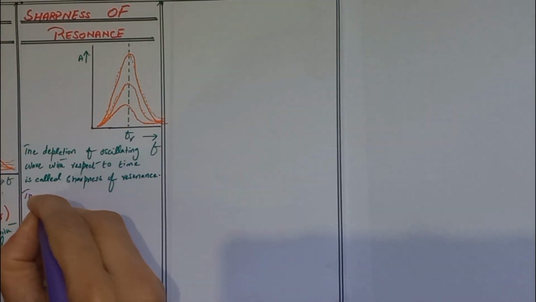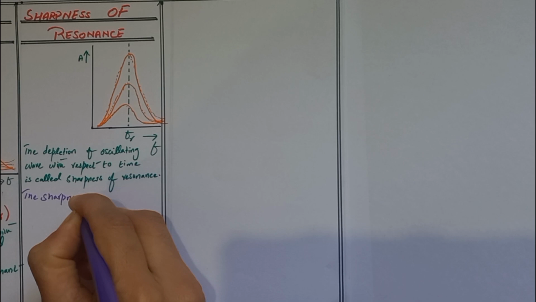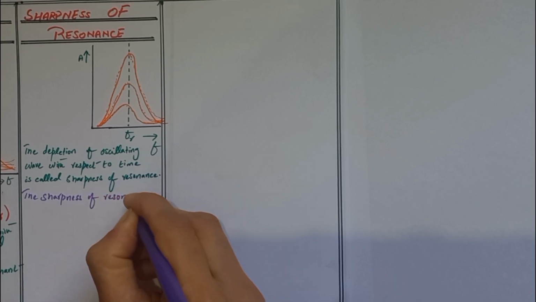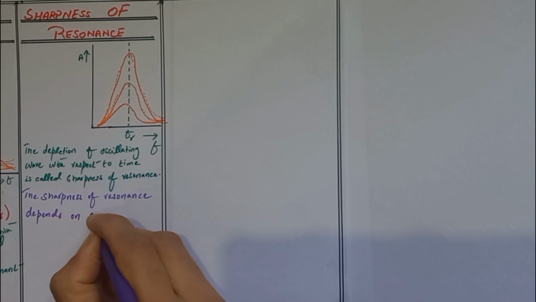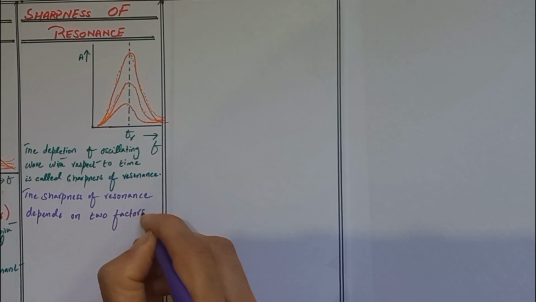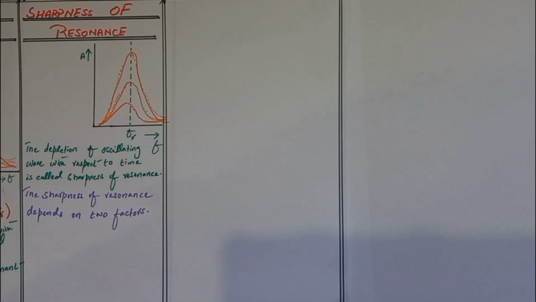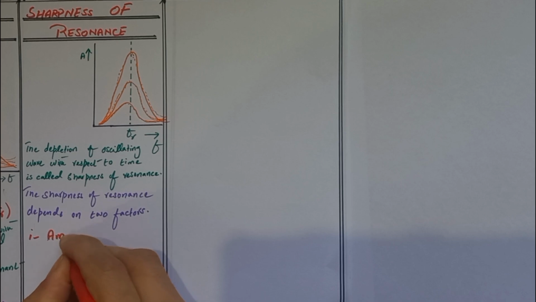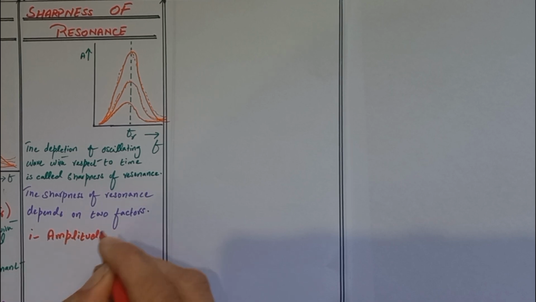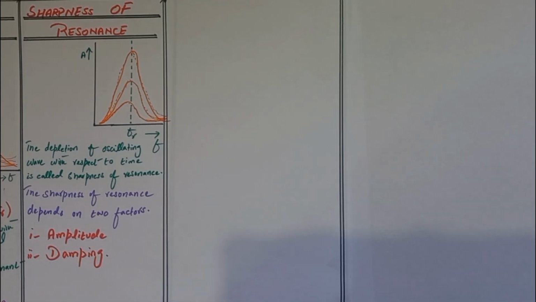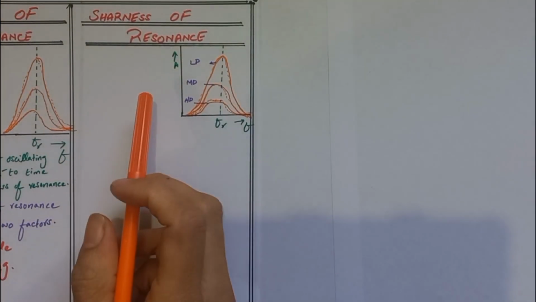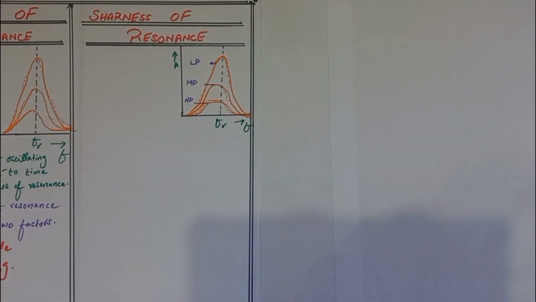The sharpness of resonance depends on two factors. First one is amplitude. Second one is damping. Now we discuss the factors on which the sharpness of the resonance depends. First one is the amplitude and the second one is the damping.